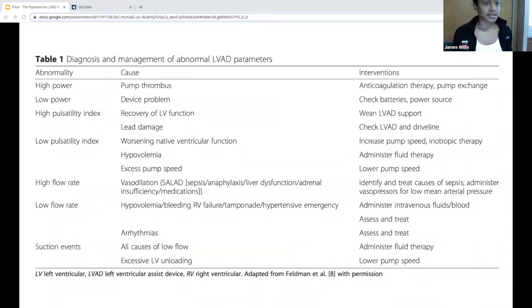You can also get this high power alarm with increases in afterload, such as severe hypertension. Low power: the device failure can be due to something as simple as the batteries aren't charged. So replace the batteries, switch to an alternative power source. The HeartMate 2 and 3's controller can actually plug into the wall if you have the AC adapter.